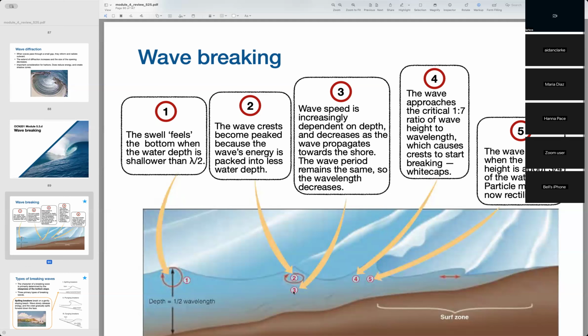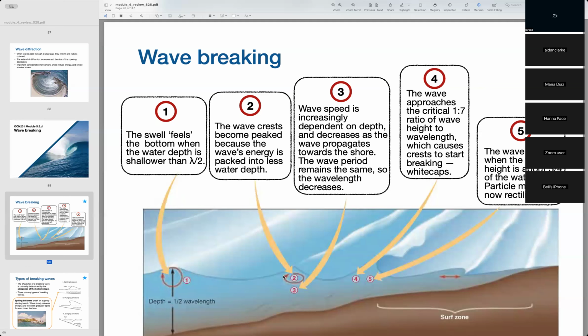The waves will become slower because the water depth becomes shallower, and as the waves approach the critical steepness of 1/7 between the wavelength and the wave amplitude, the waves will start to break in terms of these whitecaps. Again, they start to sort of spill. You get these whitecaps at 1/7. And when the wave height is 3/4 of the water depth, then they actually start to break.